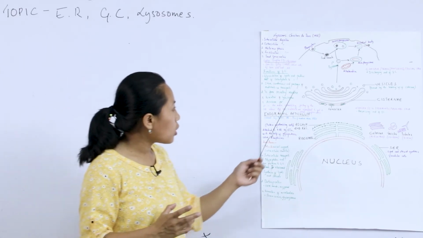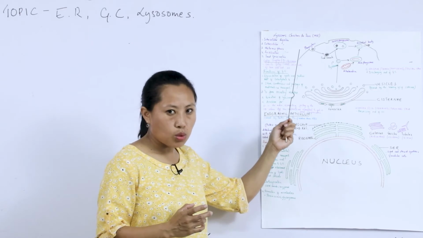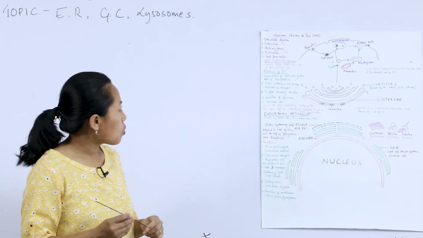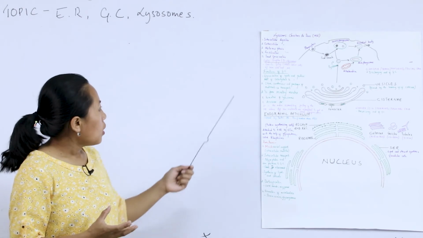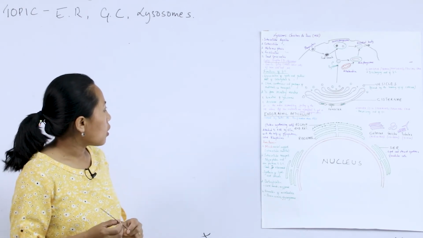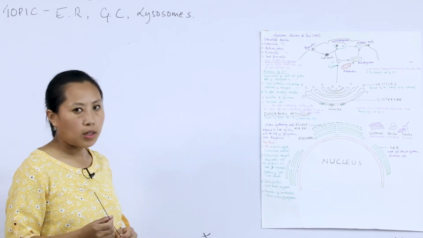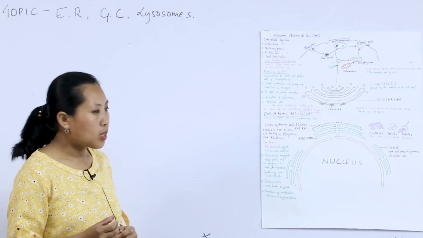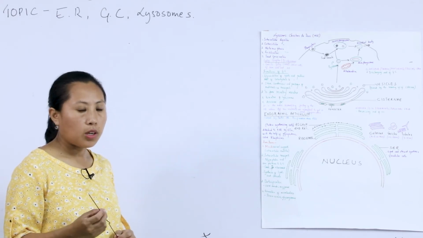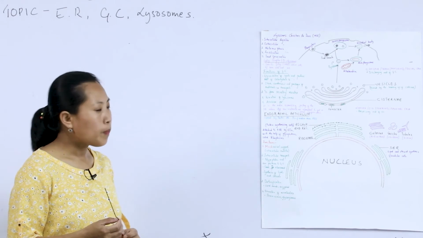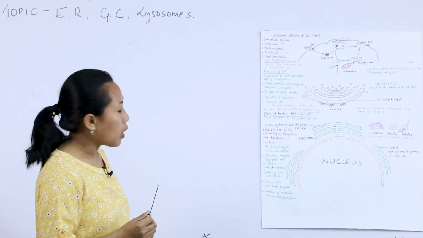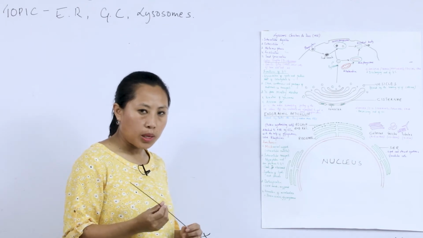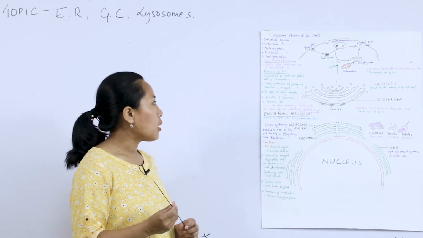The next cell organelle is the lysosome. These lysosomes are single-walled, and they were first discovered by Christian de Duve in 1955. They are present in eukaryotic cells while they are absent in bacteria. The lysosomes are also known as suicidal bags.